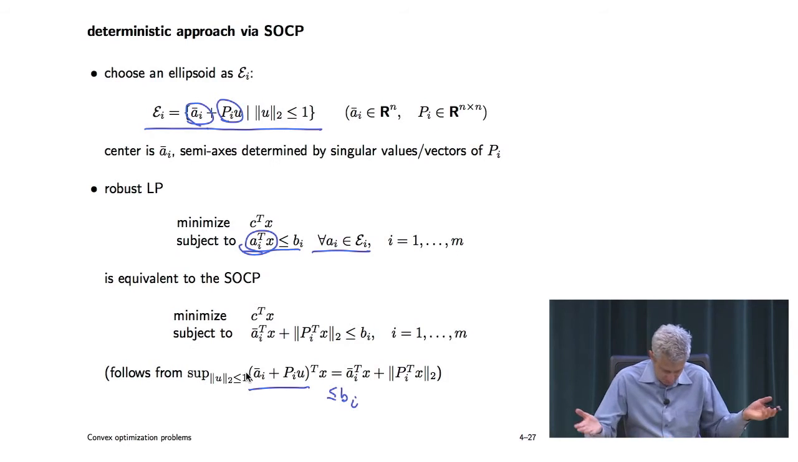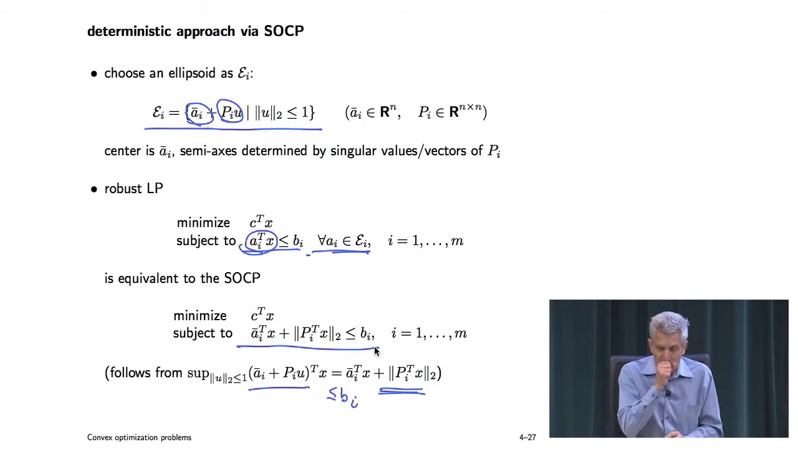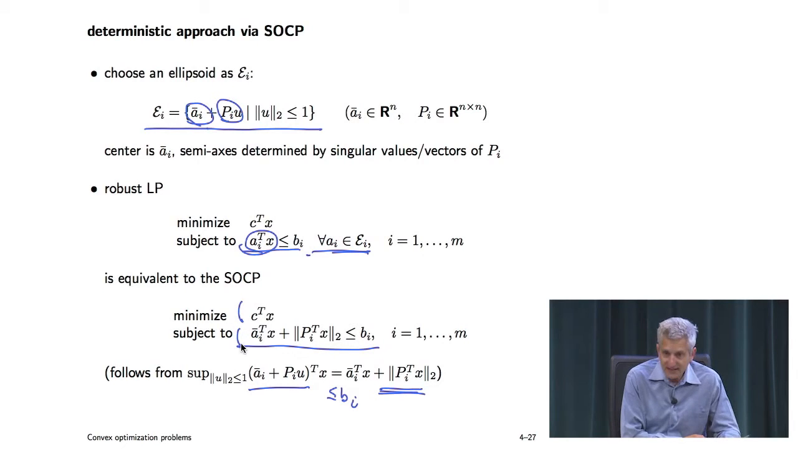But we can just multiply this out, right? That's a_i bar transpose x plus the norm of P_i transpose x. And that's from the converse Cauchy-Schwarz inequality. So basically this constraint becomes that. We now sit back and take a look at what we have. Linear objective. That constraint is linear plus norm of affine, 2-norm of affine, less than constant. That's an SOCP, right? And that's it.